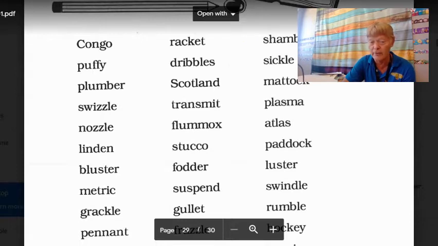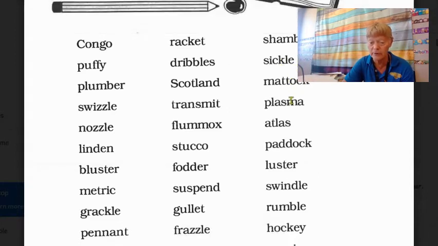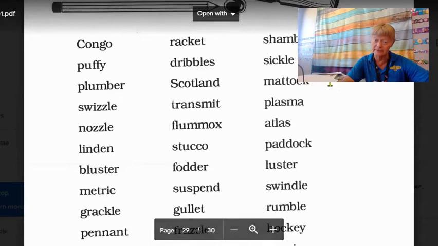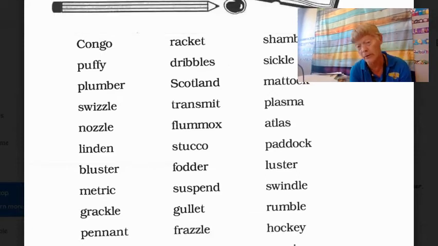So we're in the last row here, and we divide it after the first consonant. We know the A is going to be short, so you just say them one syllable at a time. Shambles, sickle, mattock, plasma, atlas, paddock, luster, swindle. And so, of course, you really want to go fast. Shambles, sickle, mattock, plasma, atlas, paddock. You want to be able to do that. So you're going to practice these for at least 10 minutes. Now, there's a lot of pages in this chapter too, so it may take you 2, 3, 4 days to get really good at knowing this strategy.